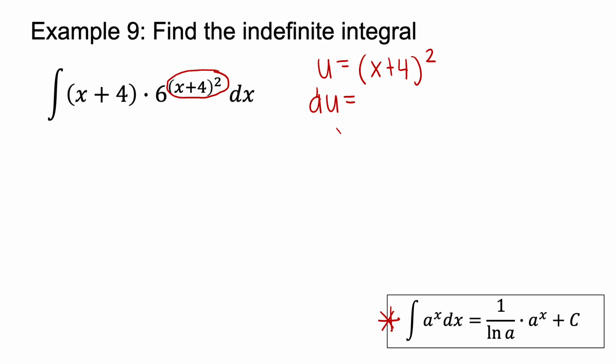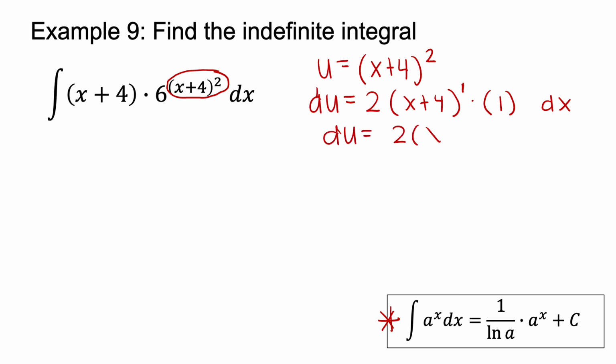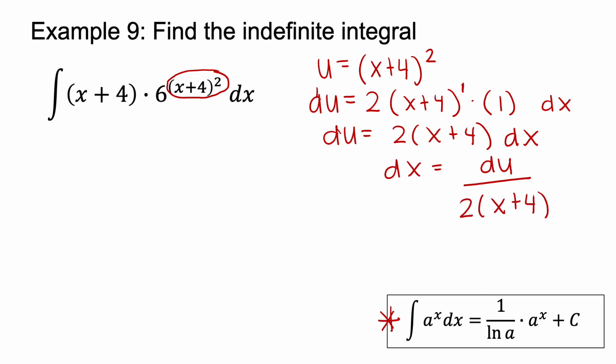In order to take this derivative, we need to use the chain rule. So we would bring our 2 down, leave our inside the same, and take it to the 1 less power, and then multiply by the derivative of the inside, which would just be 1 dx. So let's simplify this. We have du equals 2 times x plus 4 dx, which means dx is equal to du over 2 times x plus 4.